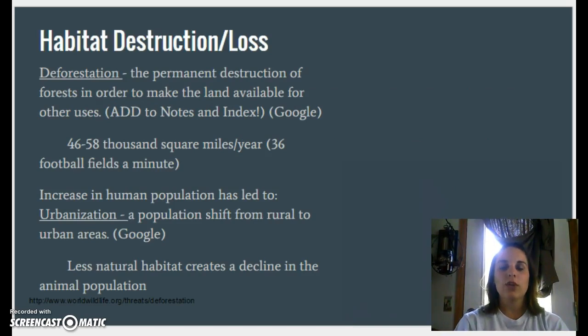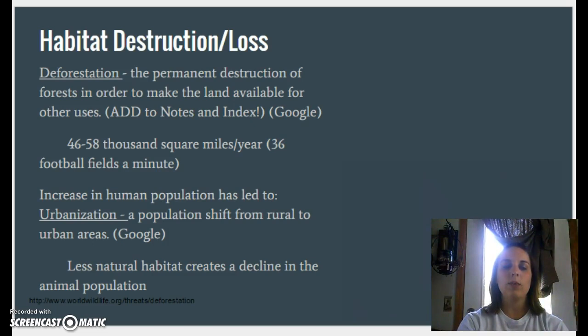For habitat destruction or habitat loss, we have this new term, deforestation, so make sure you add this to your notes and your index. Deforestation is the permanent destruction of forests in order to make the land available for other uses. It's estimated that 46 to 58,000 square miles a year are destroyed, which is about 36 football fields a minute. So if you can imagine how many different plants and animals make forests their home, and we destroy 36 football fields of forest a minute, we are losing that many plants and animals.